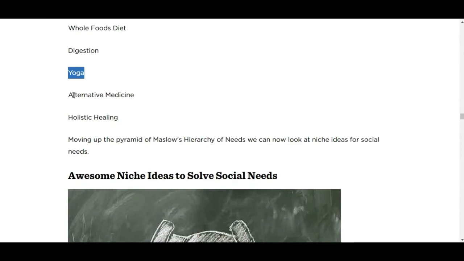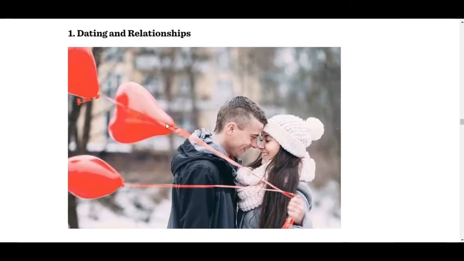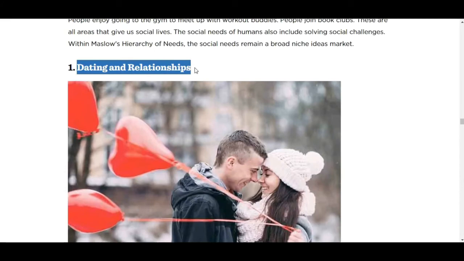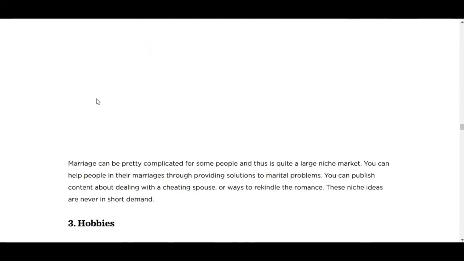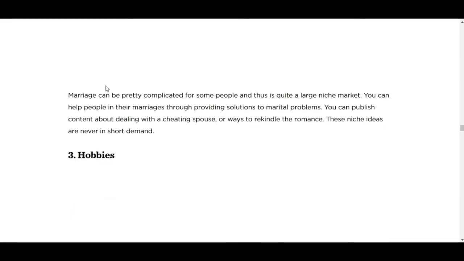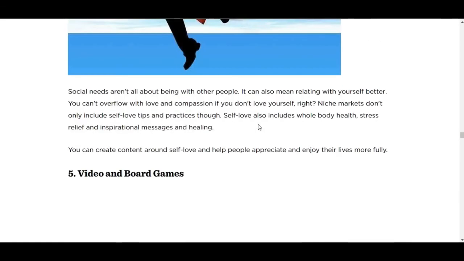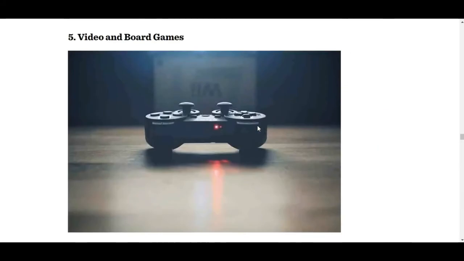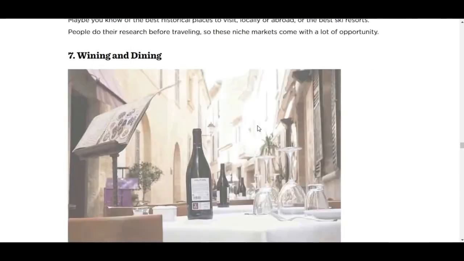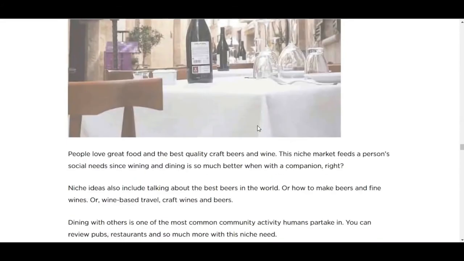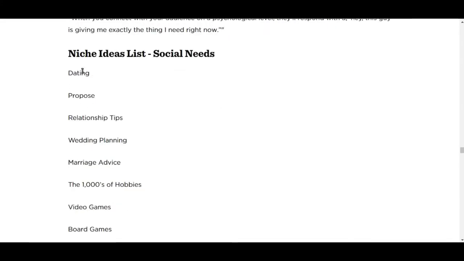Cosmetics, healing, alternative medicine. So this is a nice keyword. Dating and relationship. I think it's a hard keyword. So let's see. Marriage is a good keyword because marriage is very popular. Like content publishing, like dealing with cheating spouse, kind of like that. So hobbies, self-love, video and board games, travel, winning and dining. Sorry. So here's the complete list.